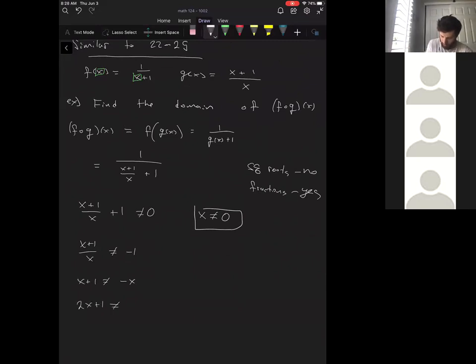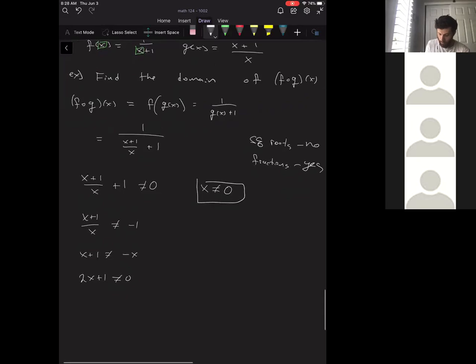This is not allowed to be 0. And then we can subtract the 1 over. 2x cannot be minus 1. And then we can divide by the 2. X is not allowed to be minus 1/2. So we get both of these things. X is not allowed to be 0, and x is not allowed to be minus 1/2.